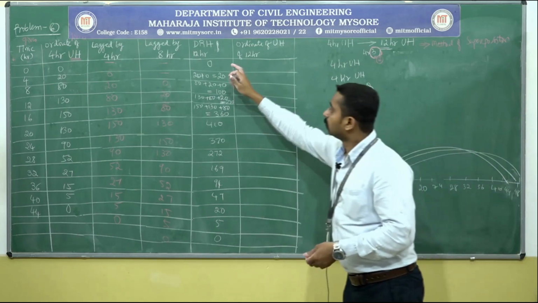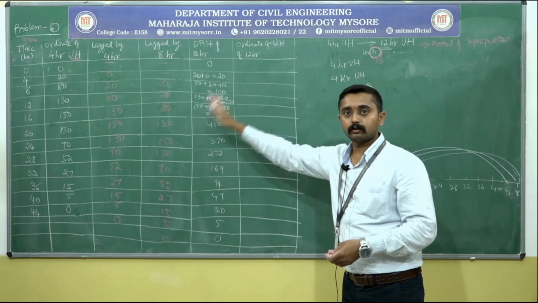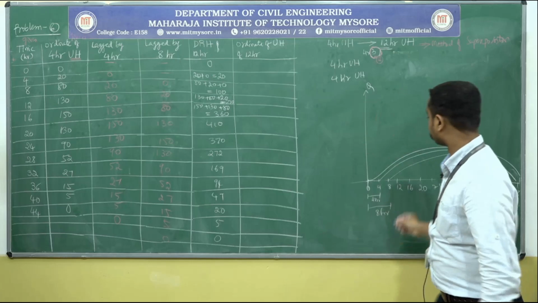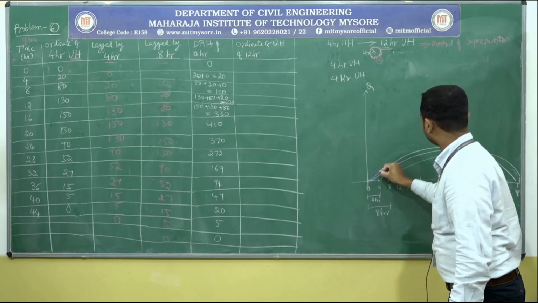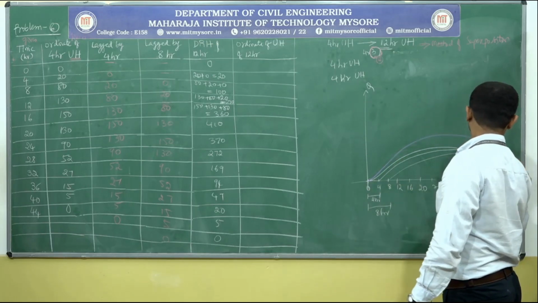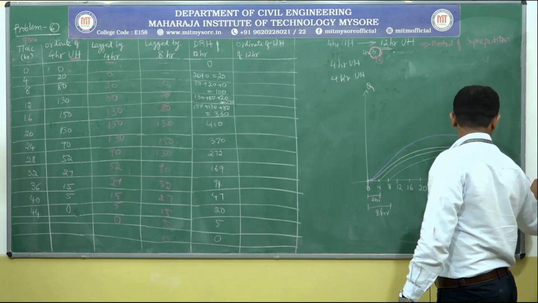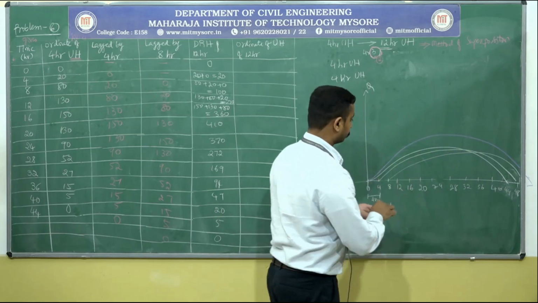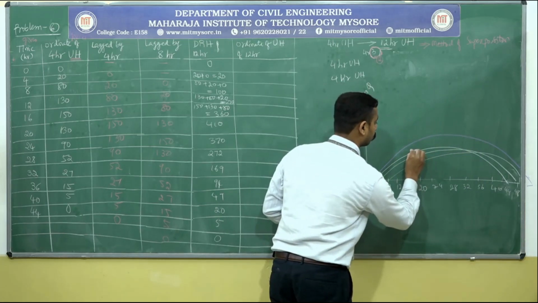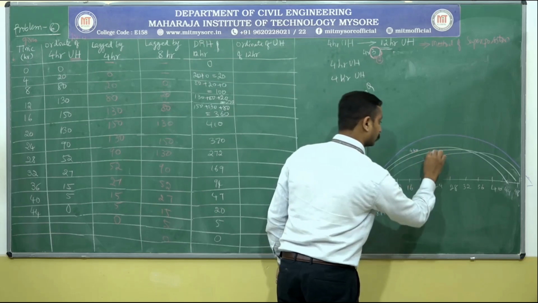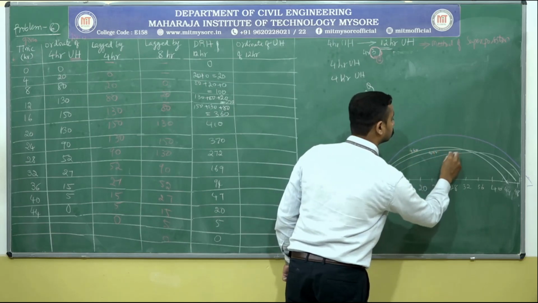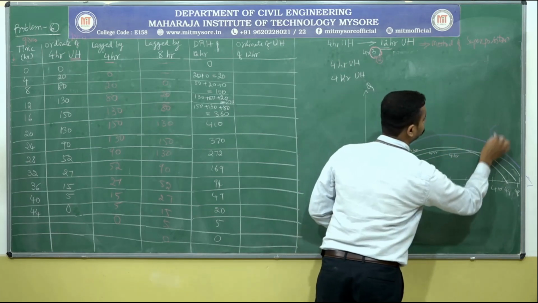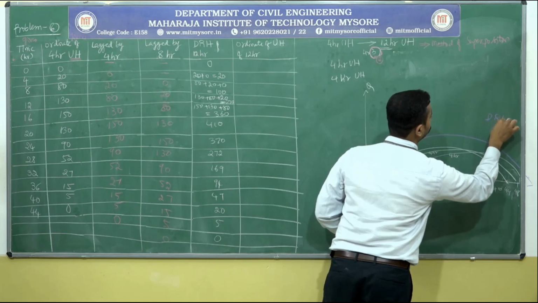Now, the sum of all the unit hydrograph ordinates gives us the direct runoff hydrograph. If you sum all the ordinates, you will end up with this. The first one is a 4-hour unit hydrograph, the second one is also a 4-hour unit hydrograph, the third one is also a 4-hour unit hydrograph, and this is the direct runoff hydrograph.